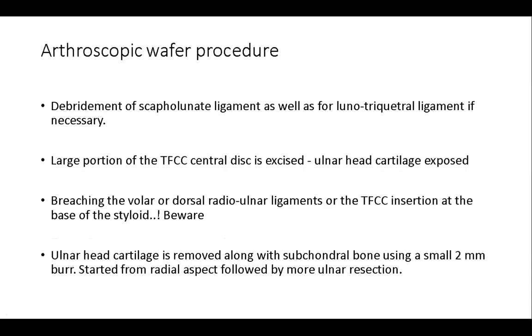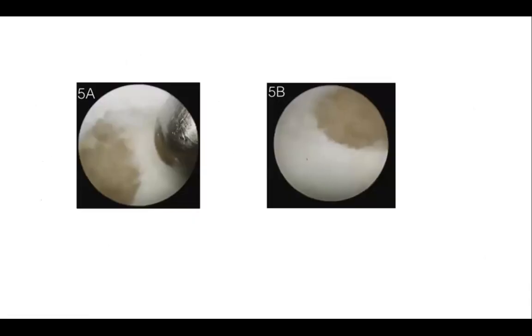A brief note on the wafer procedure. The rules of arthroscopy hold good, and standard protocols are established. Debridement of the scapholunate ligament and also the lunotriquetral ligament is done if necessary. A large portion of the disc is excised and the ulnar cartilage exposed. The ulnar cartilage is drilled using the burr, starting from the ulnar side and progressing towards the radial side, and some 2 mm of subchondral bone is also taken off.